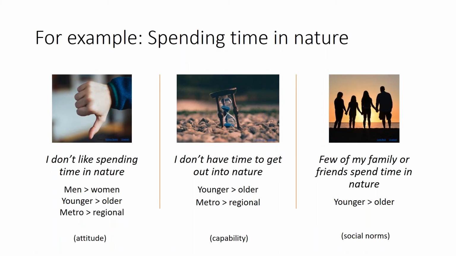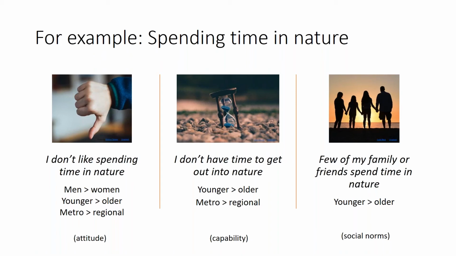If we look at a capability question, so I don't have time to get out into nature. Younger people were much more likely than older people to agree to this question, and metro people more than regional. So again, if we want to encourage more younger people to get out into nature, we would have a slightly different intervention, perhaps around perceptions of amount of time needed to get out into nature than we would for, say, older people.